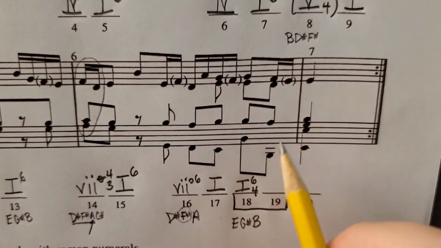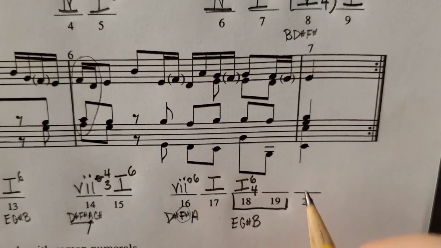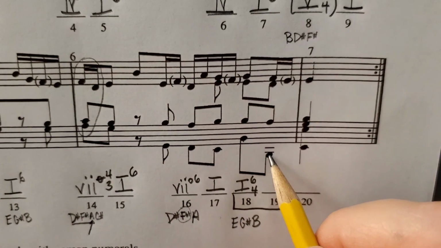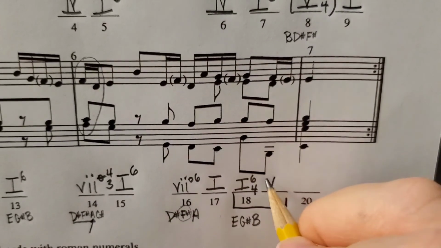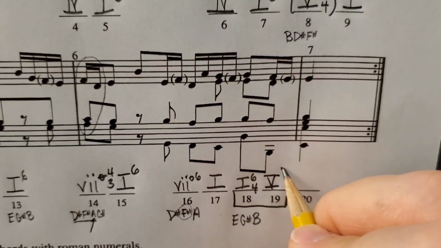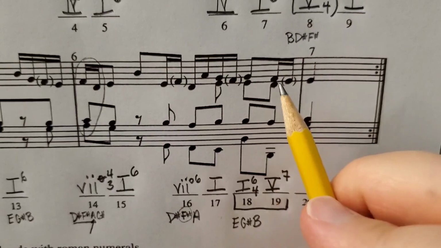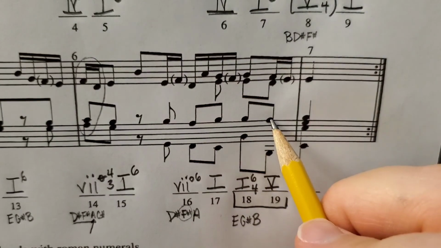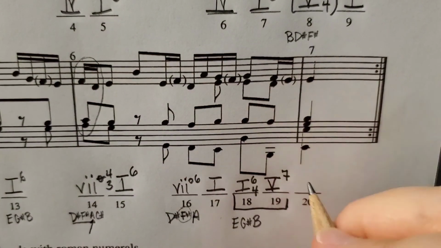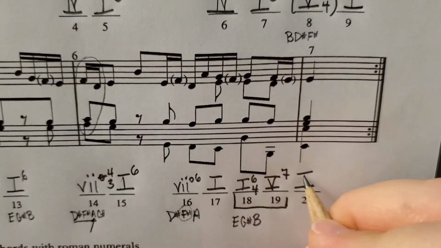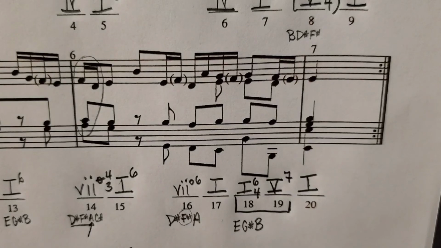B, A, D sharp, F sharp. In root position, B, D sharp, F sharp, A. It actually is 5/7. Right, here's the root, here's the 3rd, here's the 5th, and here's the 7th. And the last chord, E, E, G sharp, B, and E, is a 1 chord with lots of doublings.